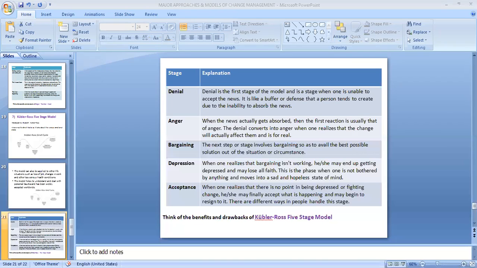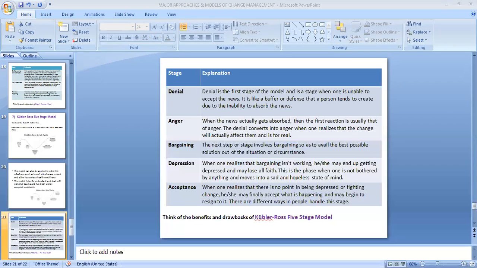So what is happening in bargaining is that it involves bargaining so as to avail the best possible solution out of the situation or circumstance. In this stage, basically they do bargaining. Bargaining is simply a way for people to avoid ending up with the worst case scenario. So they try to bargain.